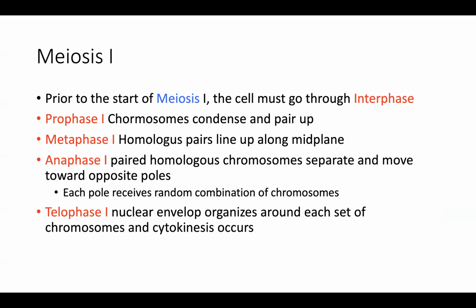Meiosis I, as I said before, looks just like mitosis, right? I also made the point that prior to meiosis starting, the cell must also go through interphase, just like we see in mitosis, right? So interphase happens, we duplicate our DNA. We can't skip that step. And then we have PMAT again, all right? So Meiosis I looks just like mitosis.